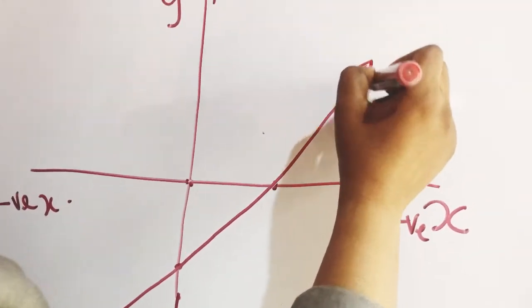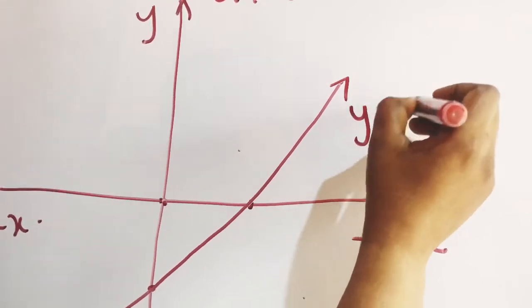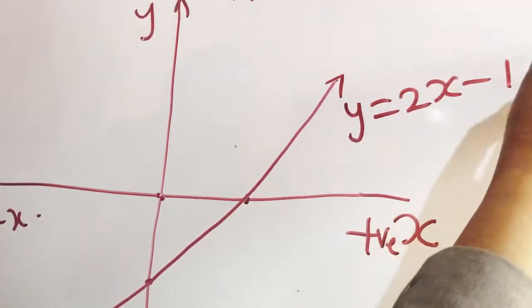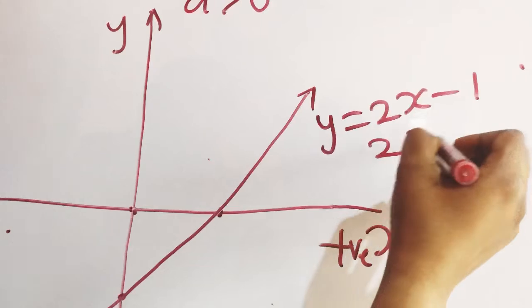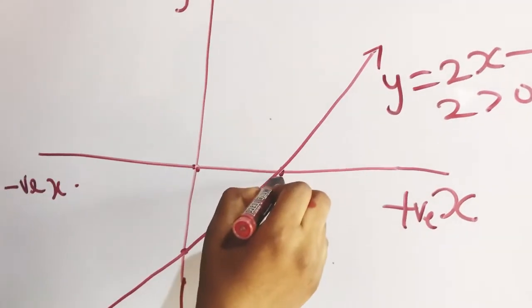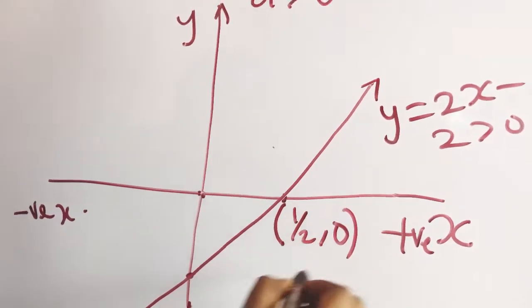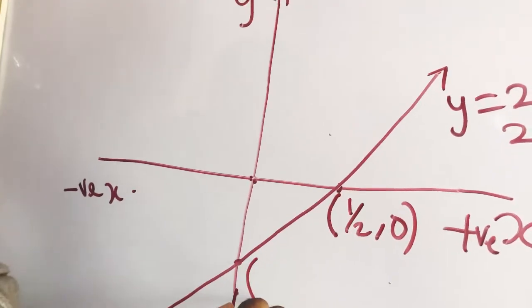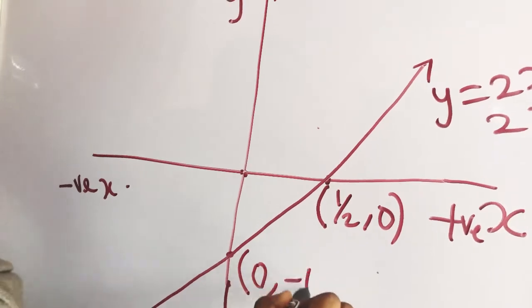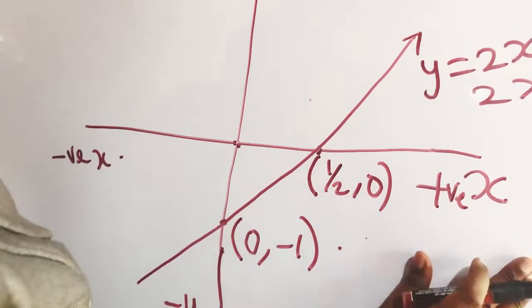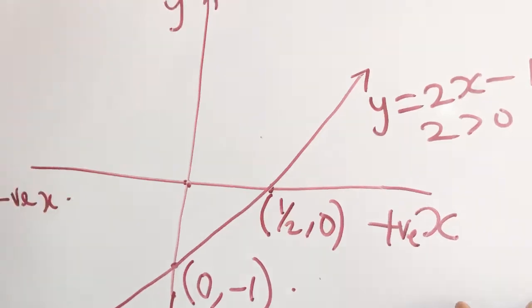So we can now say that this is y is equal to 2x minus 1, since 2 is greater than 0. Here is the x-intercept, which is (1/2, 0), and here is the y-intercept, which is (0, -1). So that is how to sketch a polynomial of degree 1.